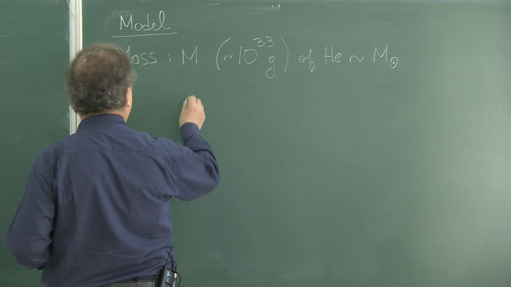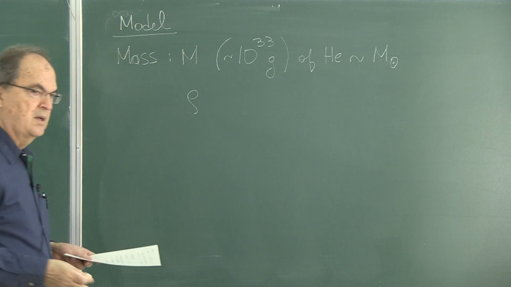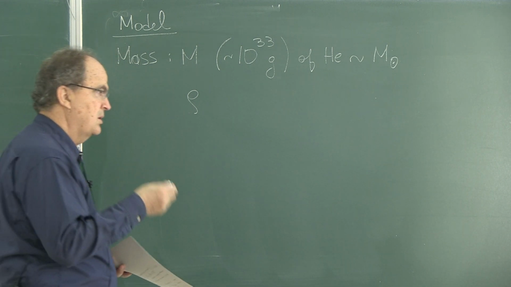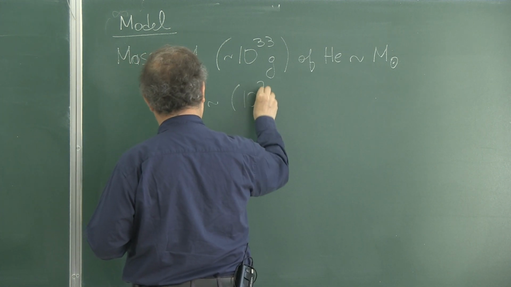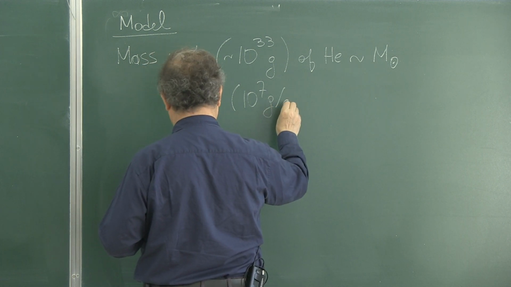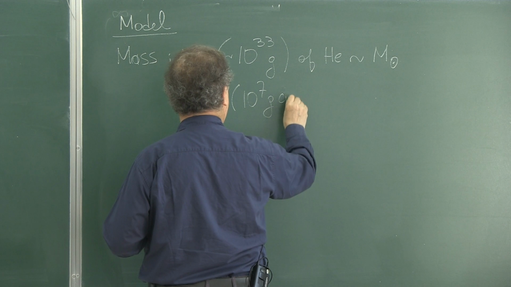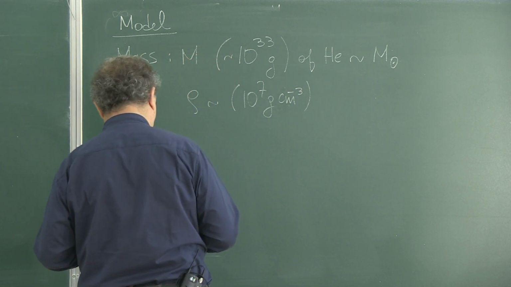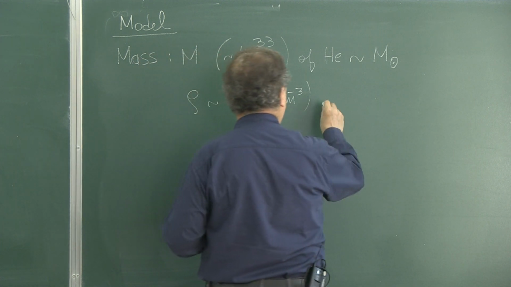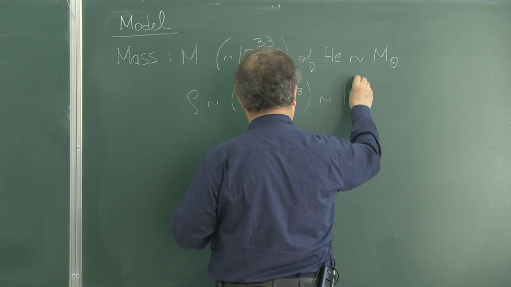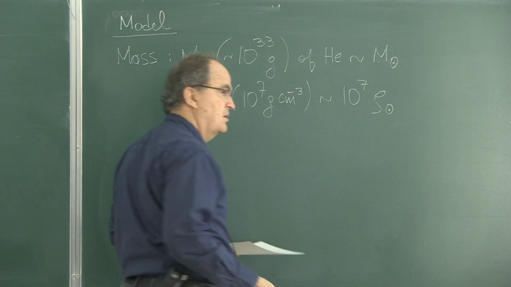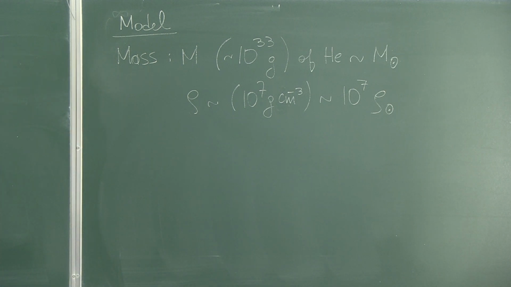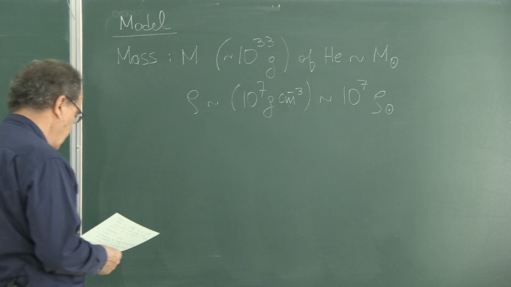Well, density is high, so it is a smaller ball than the sun. Density is about 10 to 7 grams per centimeter cube, so it is 10 million times the density of our sun. It is denser than our sun.